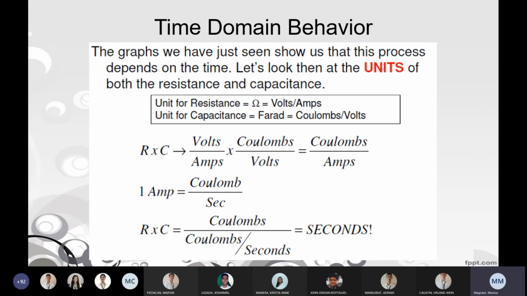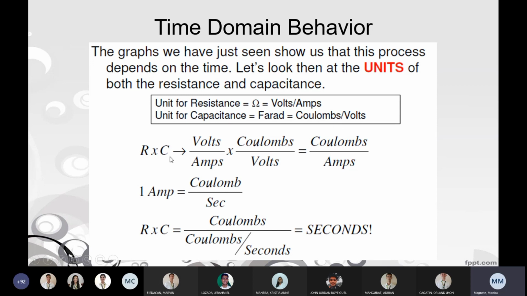So, the unit for resistance, di ba, is the ohm. And that is equal to volts over ampere by Ohm's law, no? Voltage divided by the current. The unit naman for capacitance is the farad, or coulombs per volt.